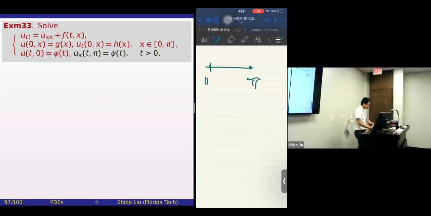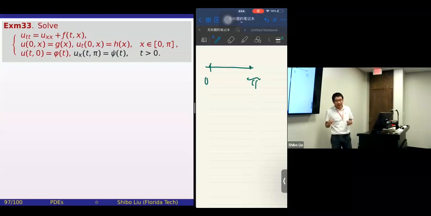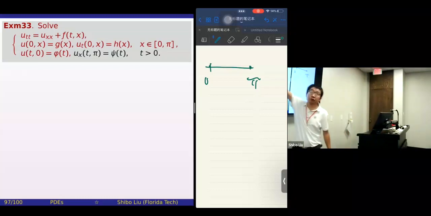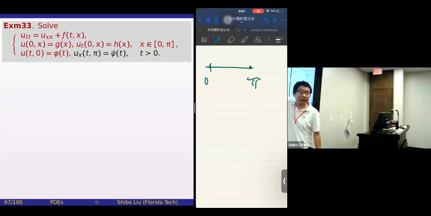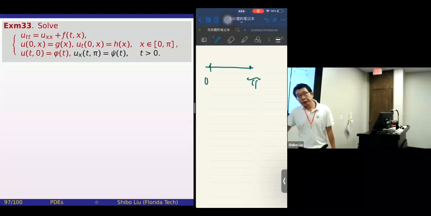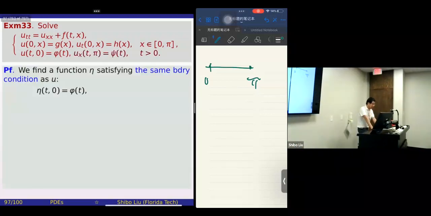How to do this? The idea is that we try to find an auxiliary function satisfying the same boundary condition. We have a non-homogeneous boundary condition here. We construct a function satisfying the same boundary condition. Then we consider our solution minus the auxiliary function. Then the resulting function will satisfy the homogeneous boundary condition. Then we can solve it. That is the idea.